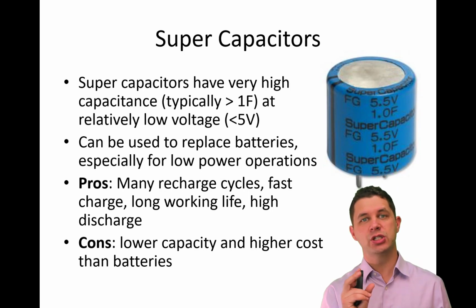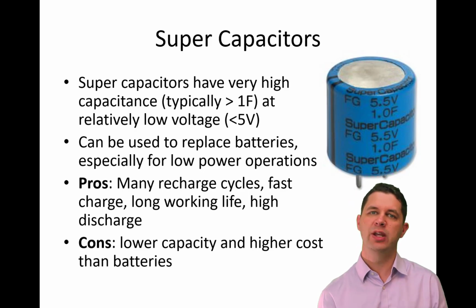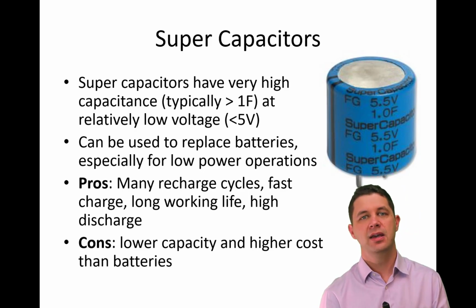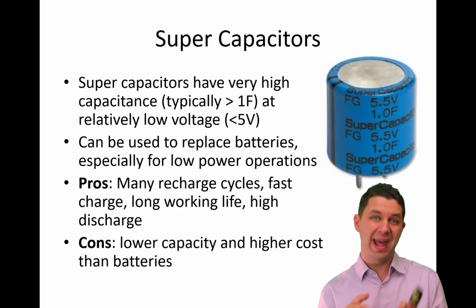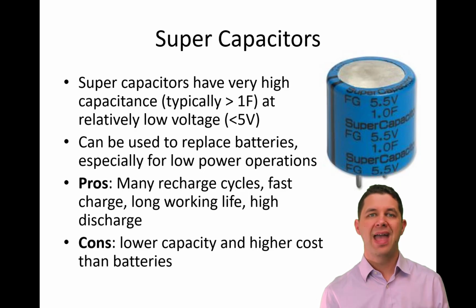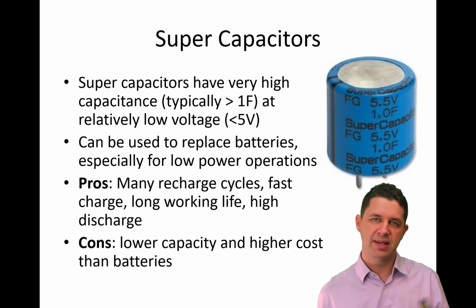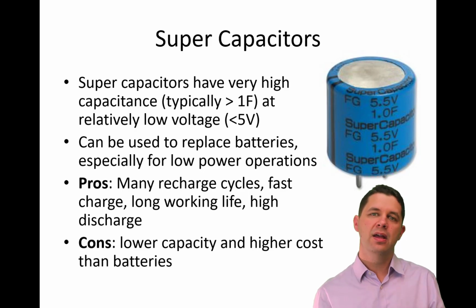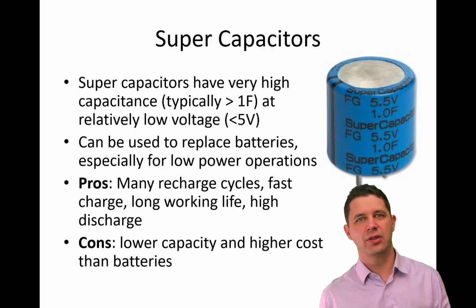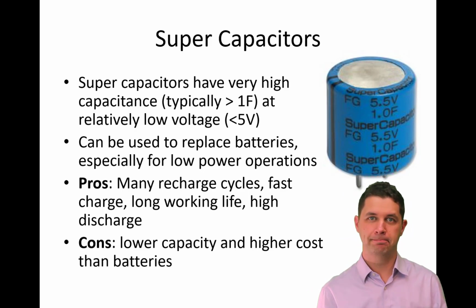Now, there's many applications where you can use these to replace batteries, particularly when we're dealing with low power operations or when we're using some power scavenging where we're trying to get energy from the environment to charge up these capacitors. They've got lots of pros, like many, many recharge cycles, really fast charging times and a long working life, and higher discharges, but they've got lower capacities overall. So if you need something with a high capacity, not a high instantaneous capacity, but a higher capacity, well, you go with batteries, not these. And they're also higher cost per unit of capacity compared to a battery.